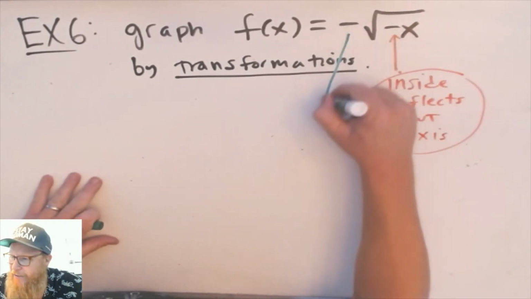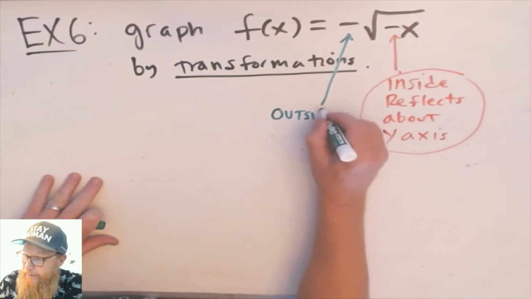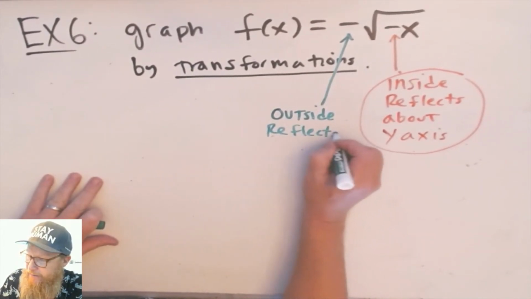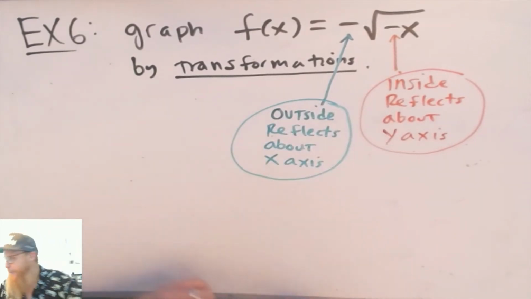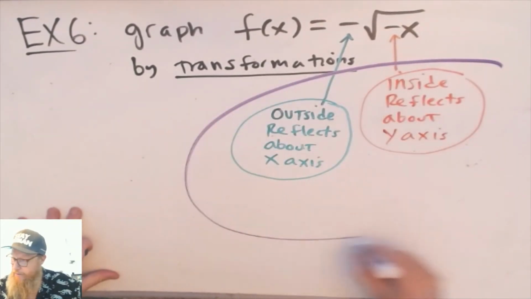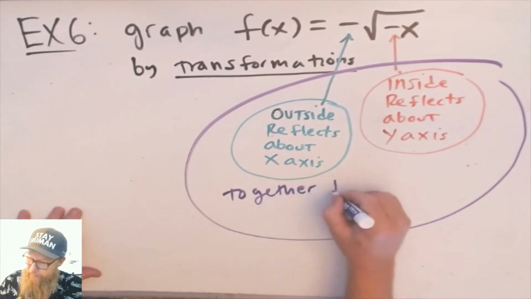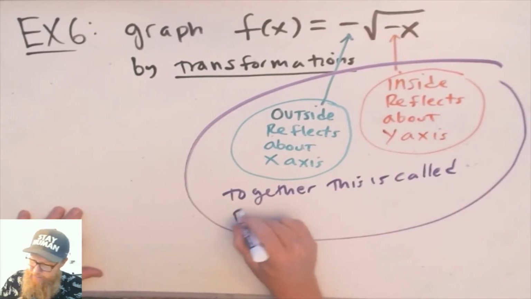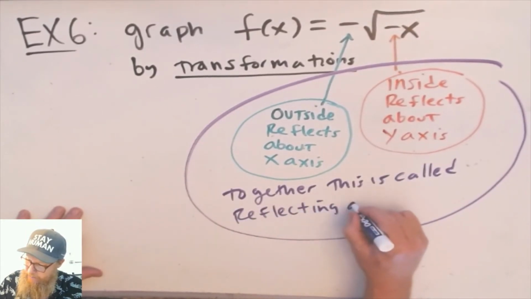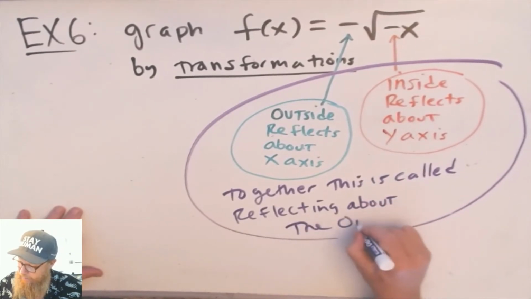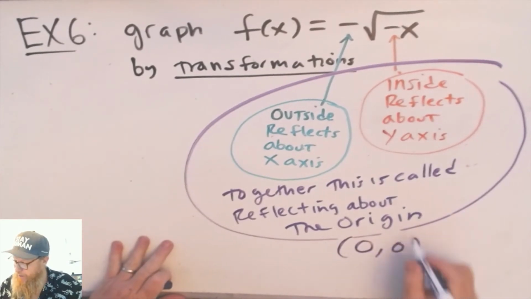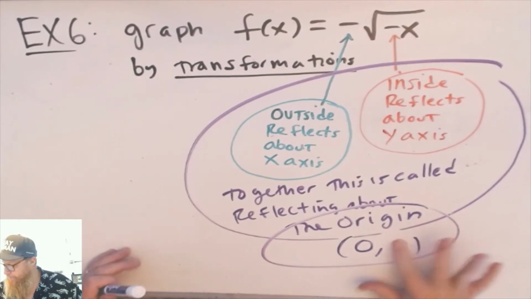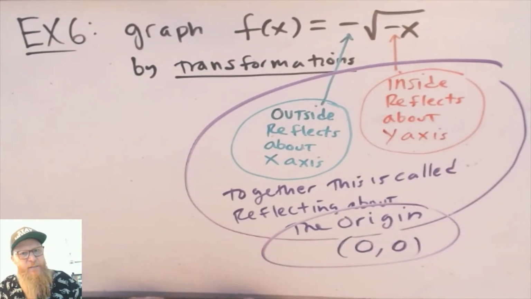The negative that's on the outside reflects about face, about the x-axis. Together, this is called reflecting about the origin. So we call this reflecting about the origin. The origin is 0, 0. That's the center point in the graph on the axes, the graph paper.